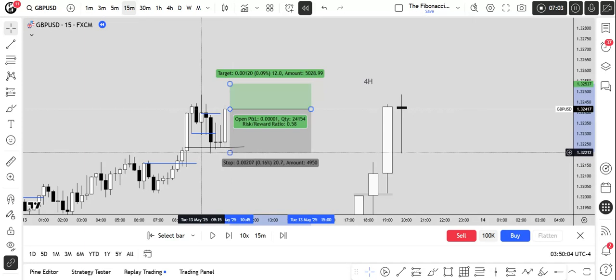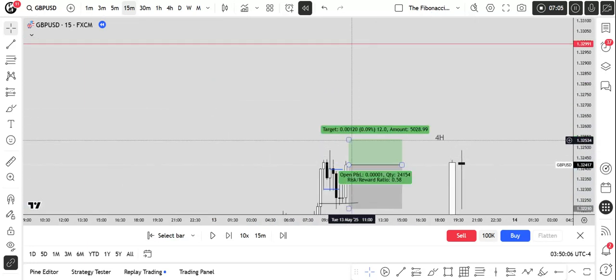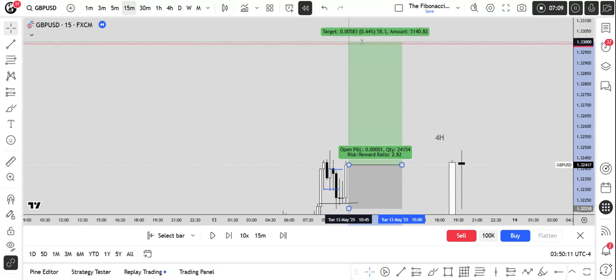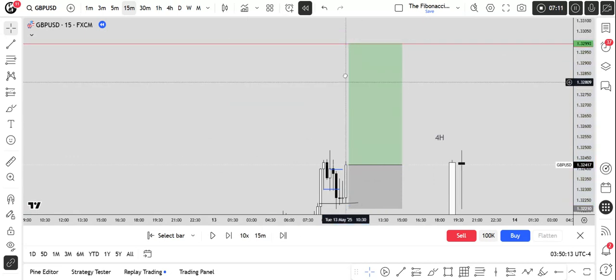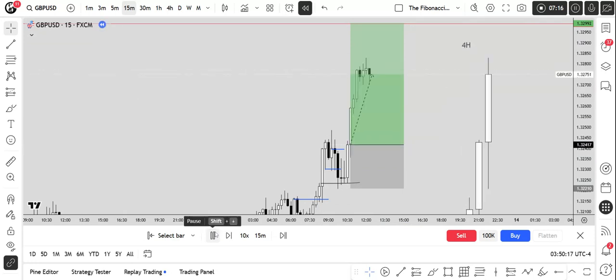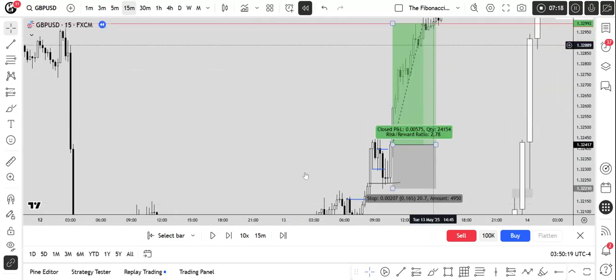Our stop would be below this low, and for the main target I am using this. It will be giving us 1 is to 2.8 target. So let's see how it goes. Rejection, and see, we have hit our target.